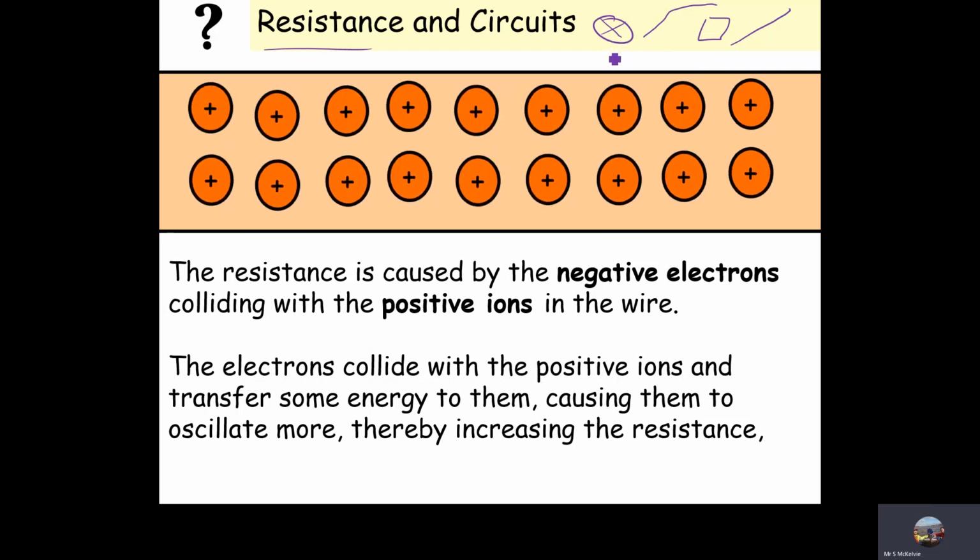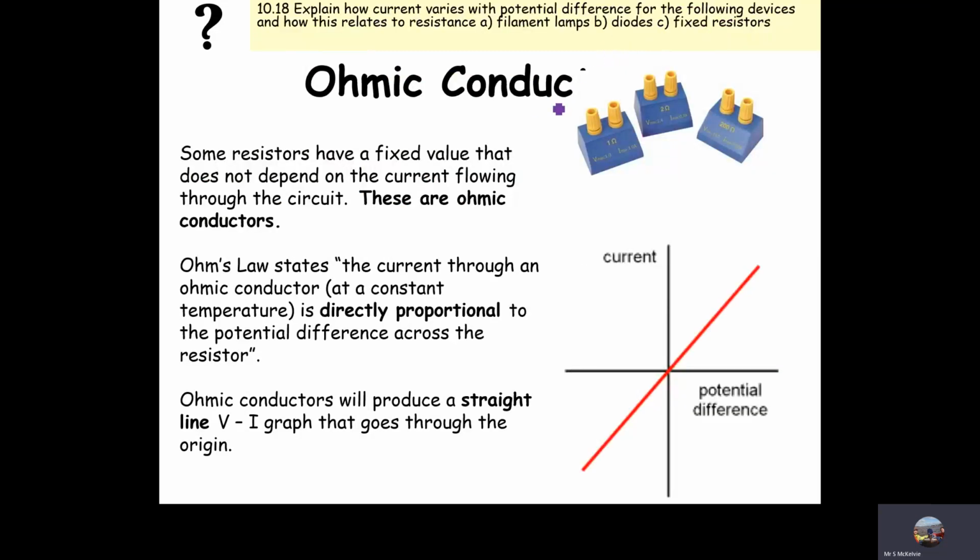Now we're going to be looking at what we call VI graphs, and we're going to be looking at different types of resistors. So the first one is an ohmic conductor. So a resistor that has a fixed value that does not depend on the current flowing through the circuit. So this is what they look like in our school, and this is a fixed resistor or an ohmic conductor of 1 ohm, which means no matter what the amount of current flowing through it, there will always be 1 ohm of resistance.